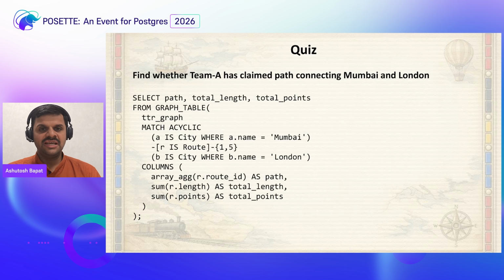As we approach the end of this presentation, I'm going to give you a quiz using a previously seen query, which I have repeated on this slide. I want you to write a query which will find whether team A has claimed all the paths connecting Mumbai and London. Supposing Mumbai London is their ticket, whether team A is going to get the corresponding points or not. You have to make a small change to this query so that it answers our question. I will come back with the answer after a few slides.